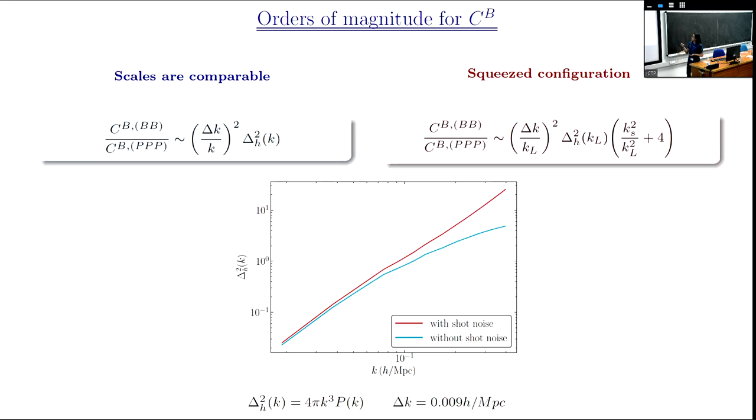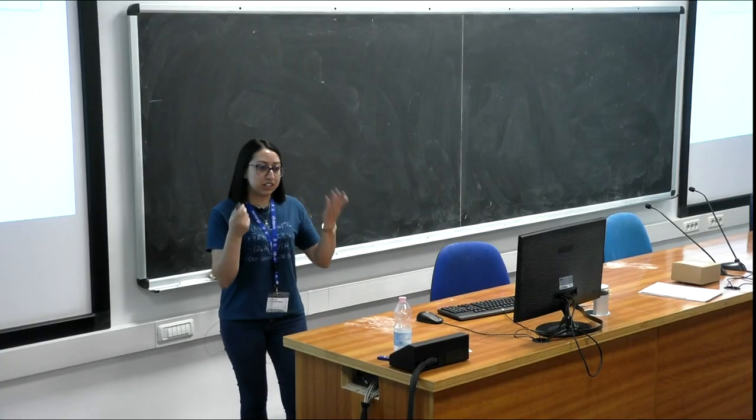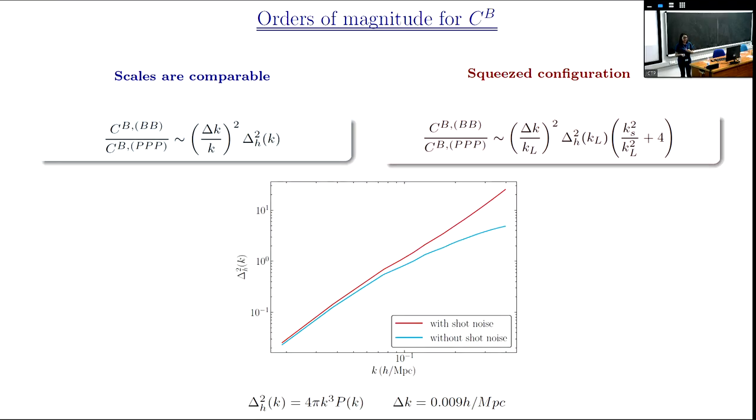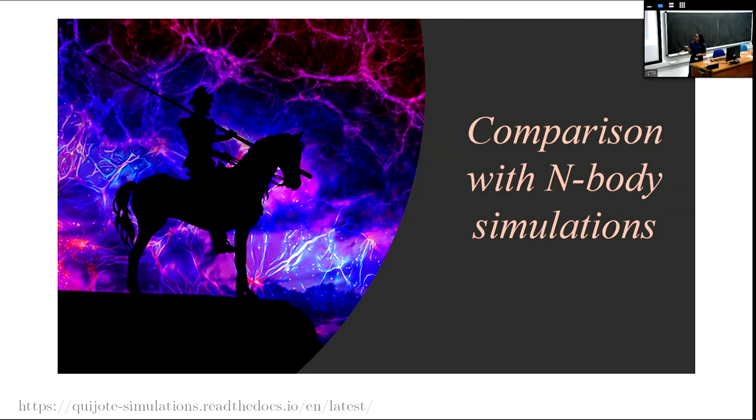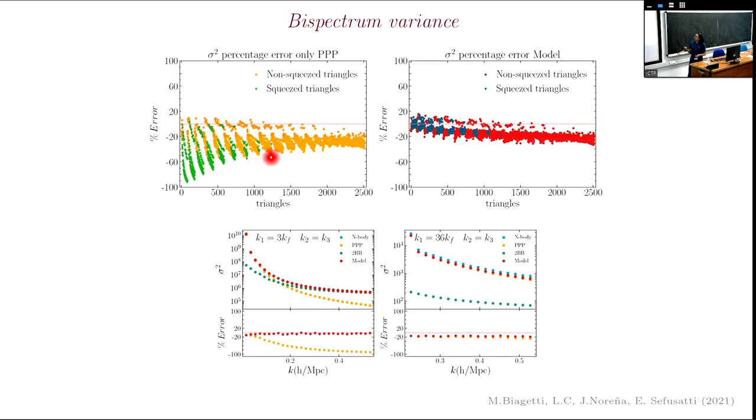So for that squeeze configuration, the non-Gaussian term is relevant. These non-Gaussian terms are important for squeeze configurations. So we compare with Quijote simulations with Gaussian initial conditions, and then we compare the covariance computed from simulations with the one using the model. We can see that when we only use the Gaussian term, there is a 100% error, while if we consider the full model with the non-Gaussian terms, the error is around 20%.